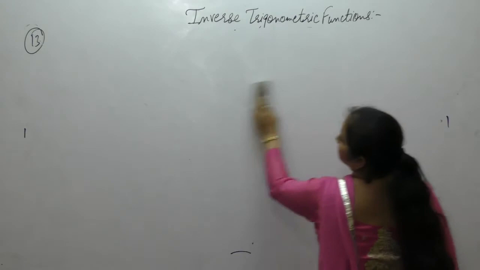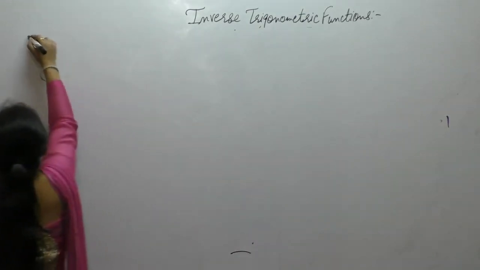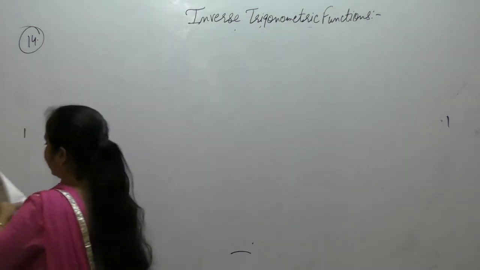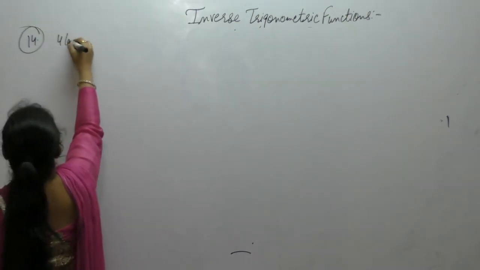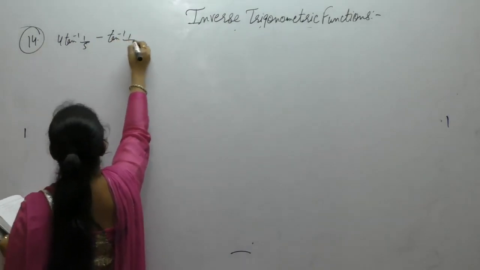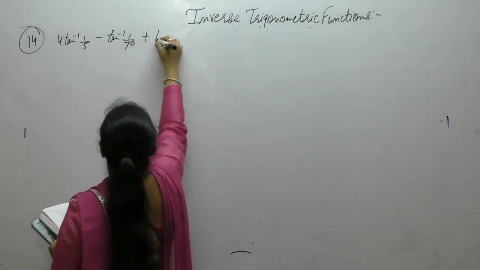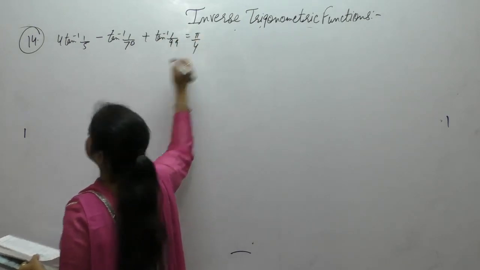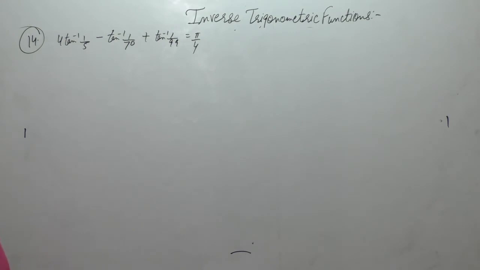Now next question, prove that 4 tan inverse 1 by 5 minus tan inverse 1 by 70 plus tan inverse 1 upon 99 equals pi by 4.